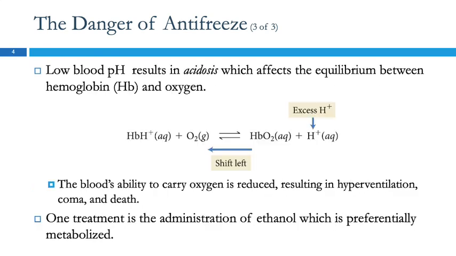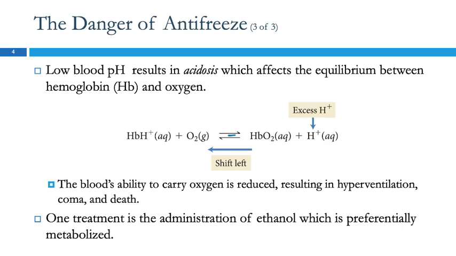So low blood pH is known as acidosis, and it affects the equilibrium between hemoglobin and oxygen. Hemoglobin is what carries oxygen in your blood to the different parts of your body. So hemoglobin will bind with oxygen, forming the complex here and excess H plus. So H plus is on this side. So if there's too much acid in your blood, that's going to push this equilibrium to the left, and the hemoglobin is not going to carry the oxygen like it should.